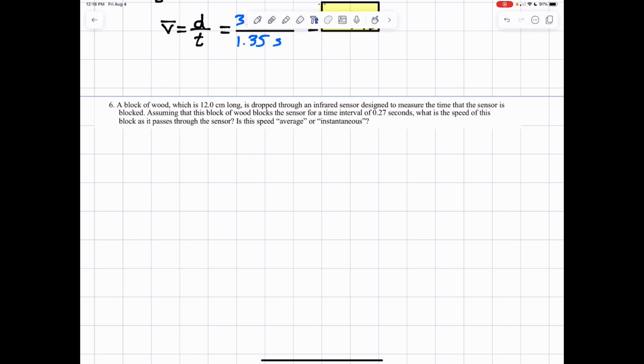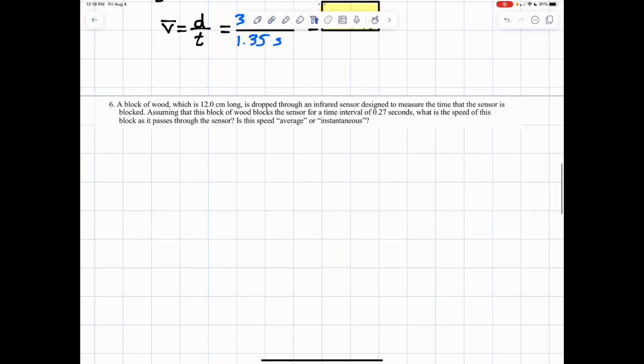Well, let's answer the final question first. Is it average or is it instantaneous? Well, anything that involves a time interval or an elapsed time between 2 points, that's always going to be average. So this is an average speed problem. Instantaneous measures an exact moment in time, not a time interval. So again, we're going to be using our distance over time.